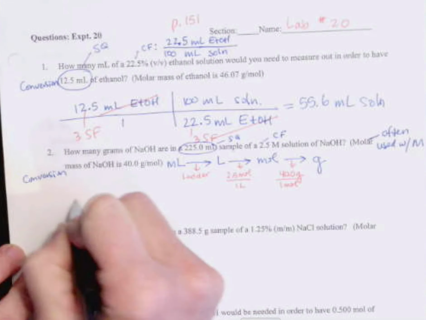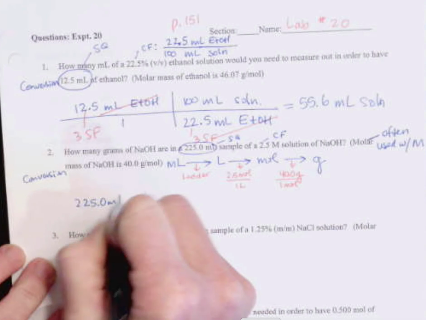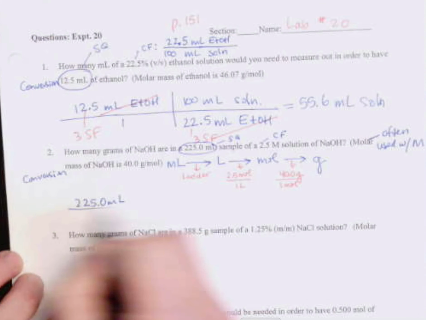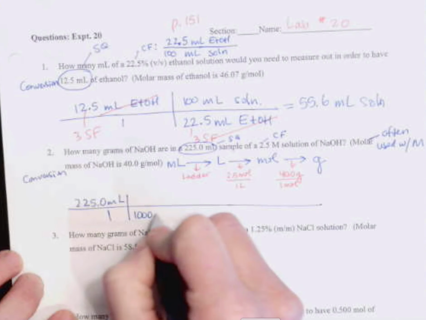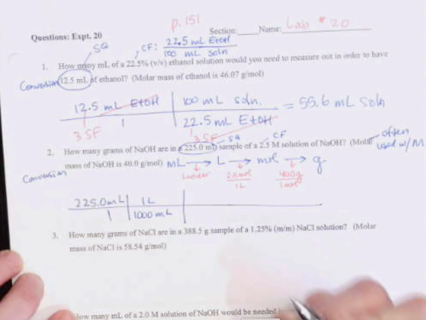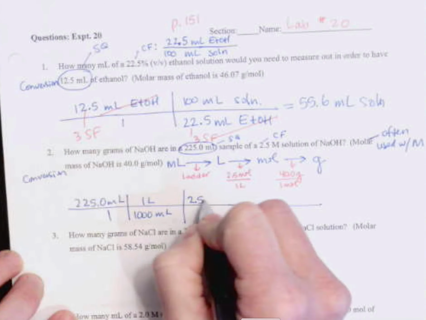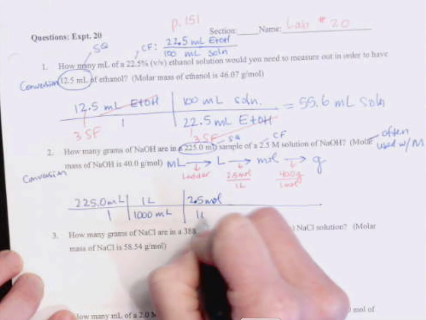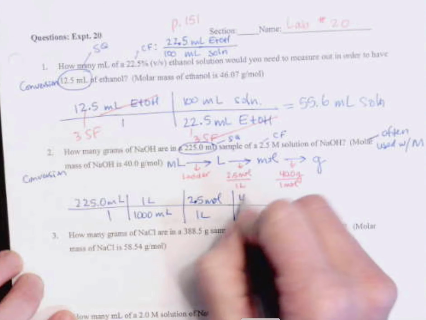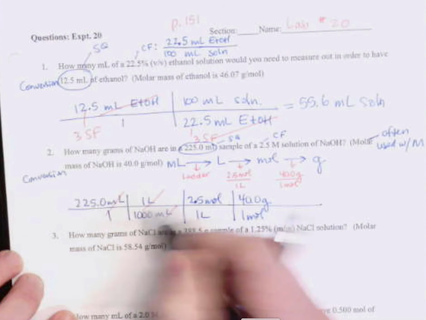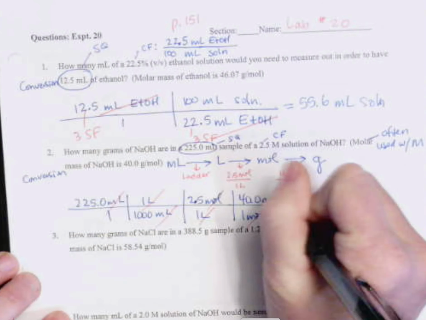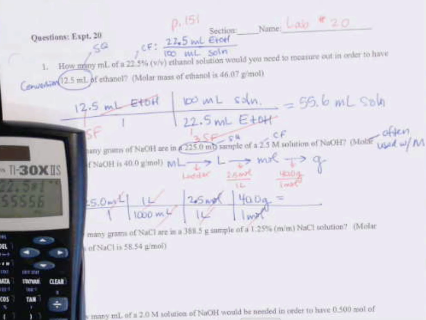So we're going to start with 225 milliliters over 1. And then we're going to say 1,000 milliliters, 1 liter, and then 2.5 moles over 1 liter, and then 40 grams over 1 mole. So milliliters, milliliters, liters, liters, moles, moles. So 225 divided by 1,000 times 2.5 times 40.